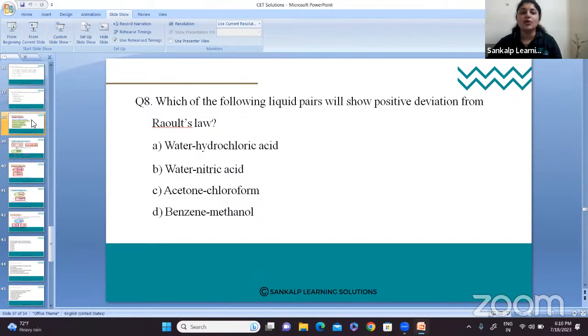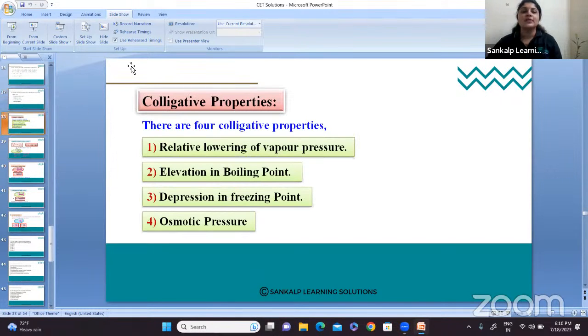Next, we'll go with the colligative properties. Now, what are colligative properties? There are four colligative properties mainly. The first is relative lowering of vapor pressure. What do you mean by relative lowering of vapor pressure? That we'll see. Second is elevation in boiling point. Third is depression in freezing point. And the fourth is osmotic pressure. We'll see one each.